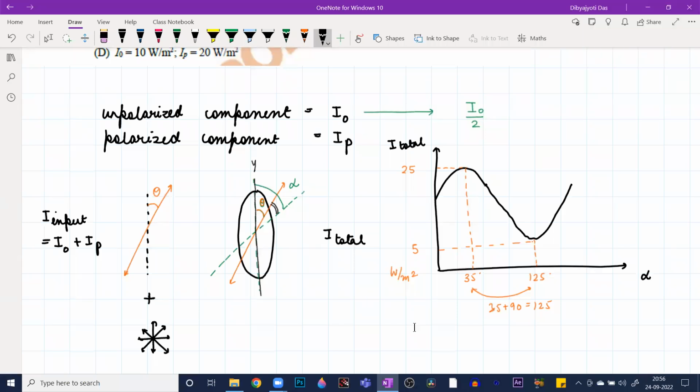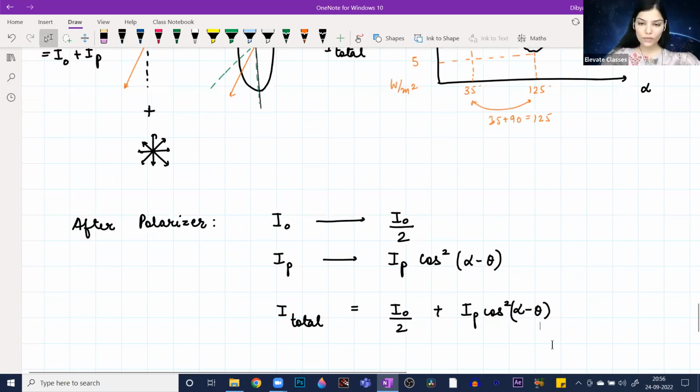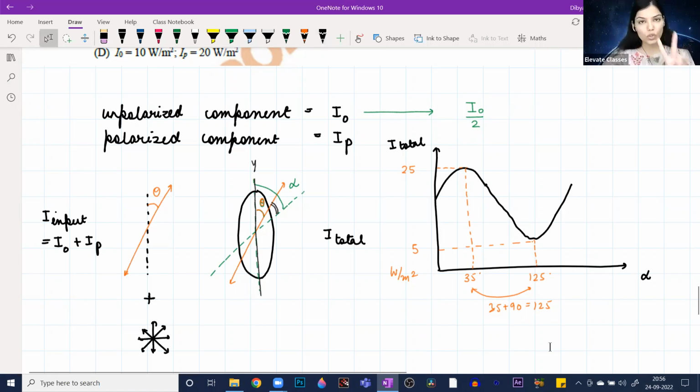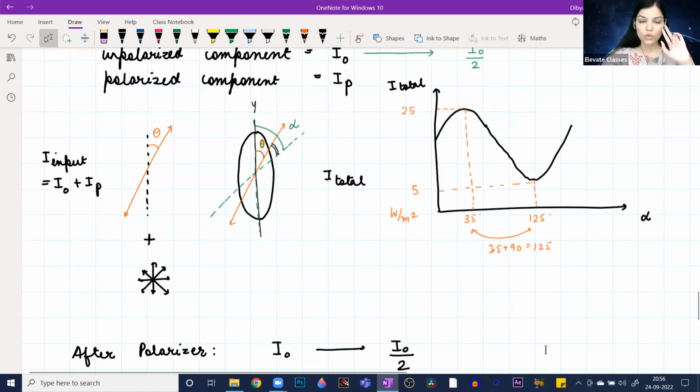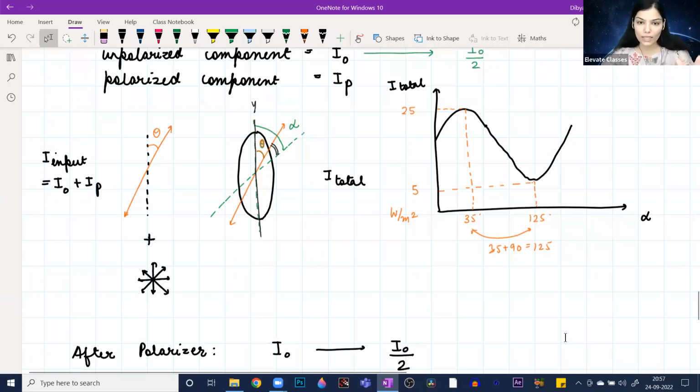Is that okay? Yes, ma'am. Okay. But it is immaterial to us right now. You will see just in a moment that I'm doing it so that you can handle any other question. But in this question, we don't need so much. So now what we have to look at from the graph is only two things: what is the maximum intensity and what is the minimum intensity. That is all we need to notice. We know the maximum intensity given is 25, and the minimum intensity is 5.